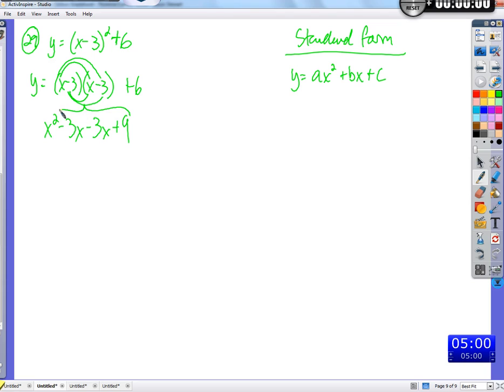That's from that. We add 6. x squared minus 6x, combining like terms, plus 15. And now it's in standard form. A is 1, B is negative 6, and C is 15.